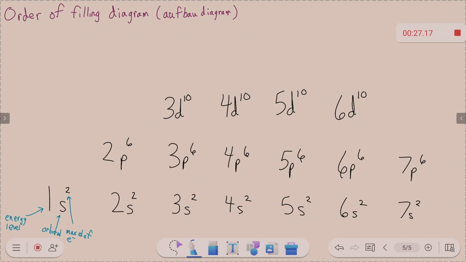And then lastly, again, I hope you're following this. 1, 2, 3. The f's are going to start at the 4th energy level. So that's just the bare bones. Again, you can choose to copy that down now, but I would wait because the next thing I'm going to do is the actual order of the filling.